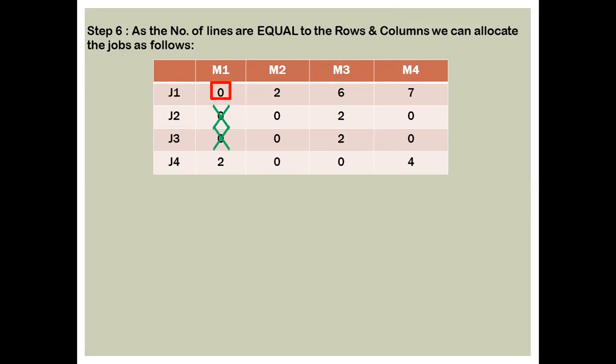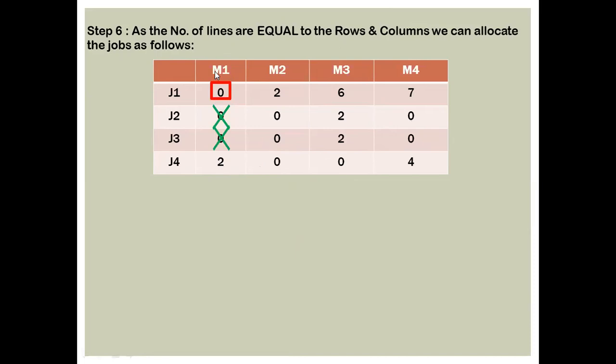Coming to the second row, there are two zeros, so you will leave the allocation right now. In the third row as well, there are two zeros, so you will not allocate any allocation to it. In the fourth one, again, you can see there are two zeros, so you will not allocate the allocation right now. The rows are over.